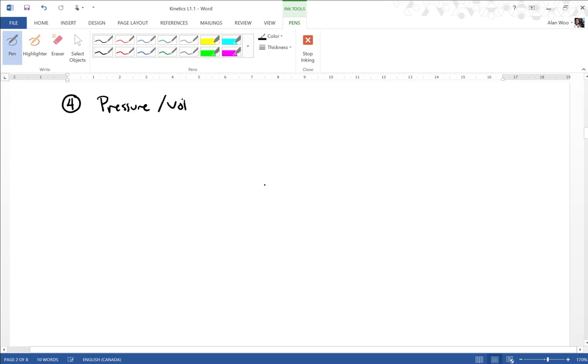Pressure, volume. Now we say pressure, volume because these two are related to each other. Pressure and volume are inversely related, meaning that if pressure increases, volume has to decrease. If volume decreases, pressure increases.